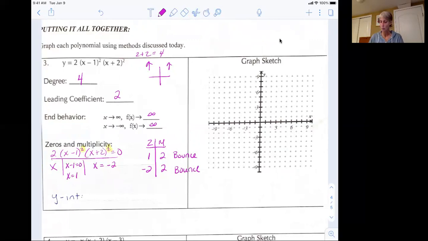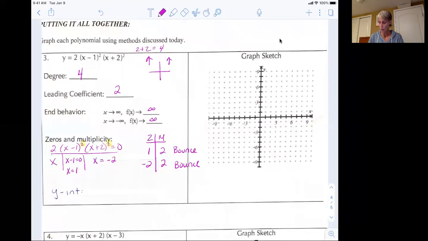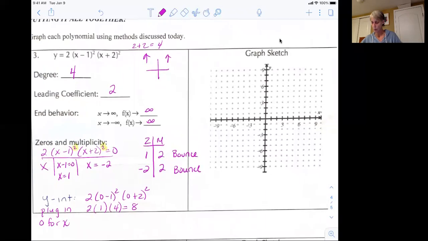And the last thing that we could talk about is the y-intercept. We know the y-intercept is what we get when we plug in 0 for x. 2, negative 1 squared is 1, 2 squared is 4. So our y-intercept here is going to be 8. Sometimes our y-intercept is not going to fit on our graph, and we're not going to worry about it. These are sketches. They're not going to be perfect.